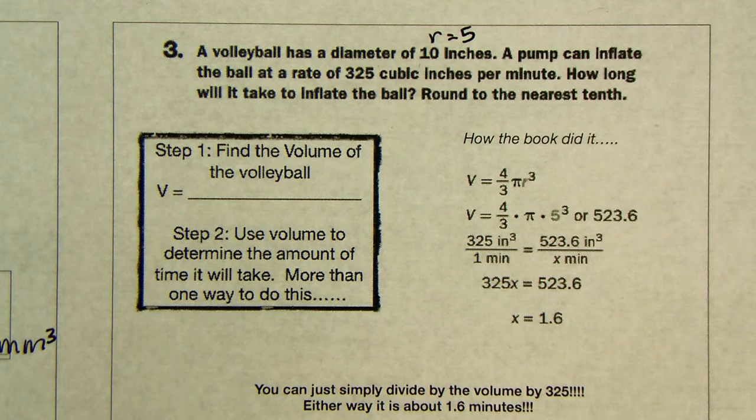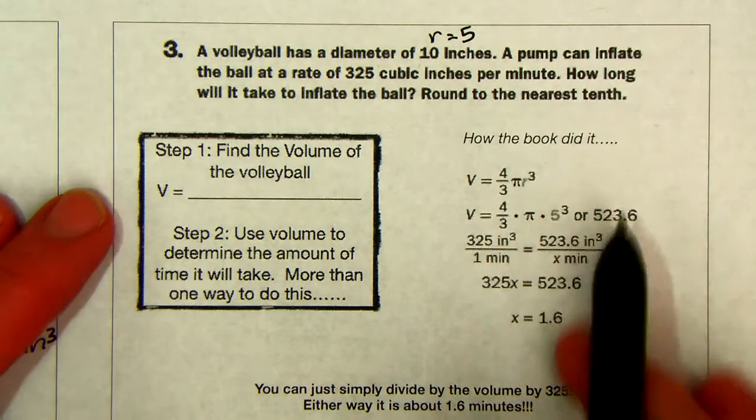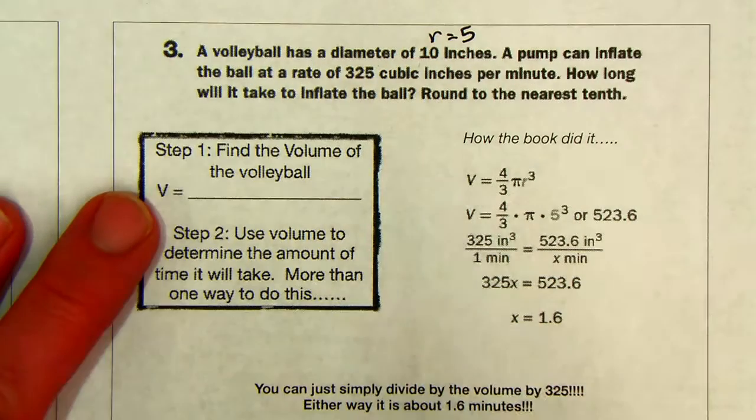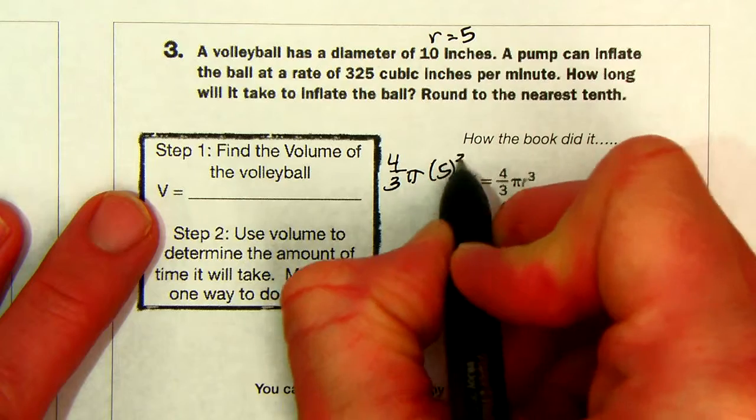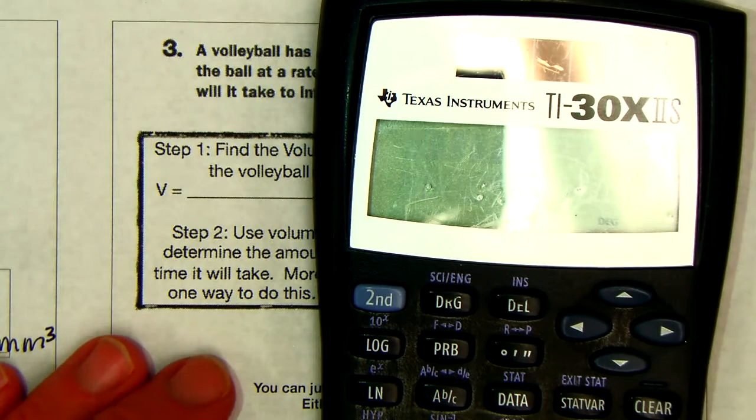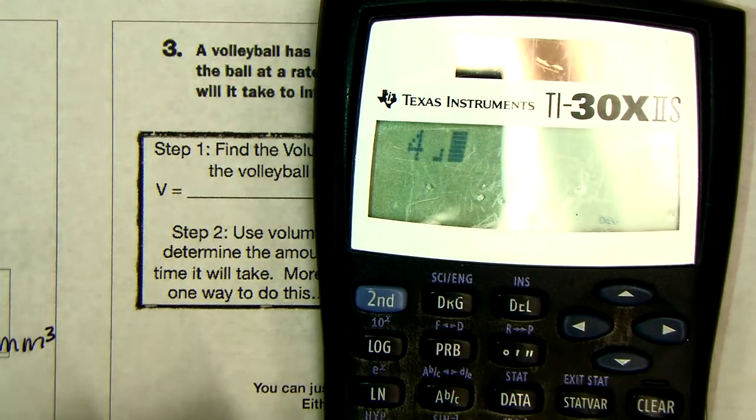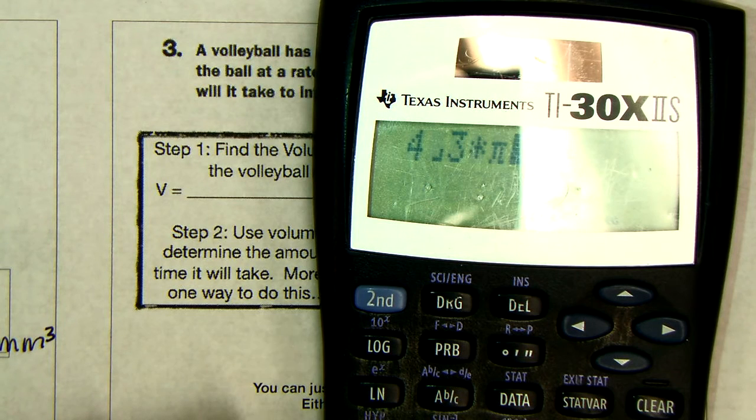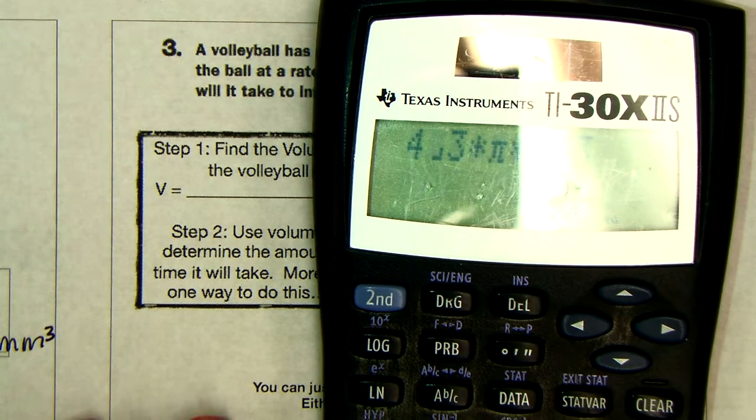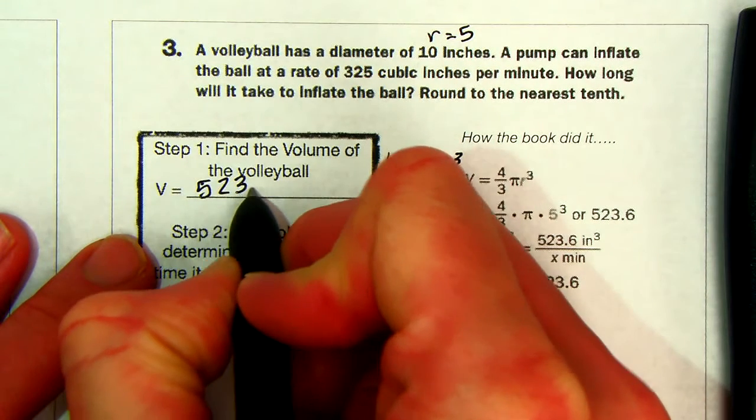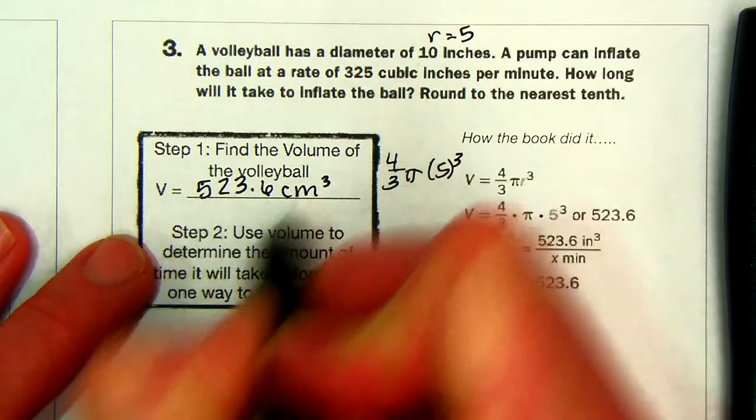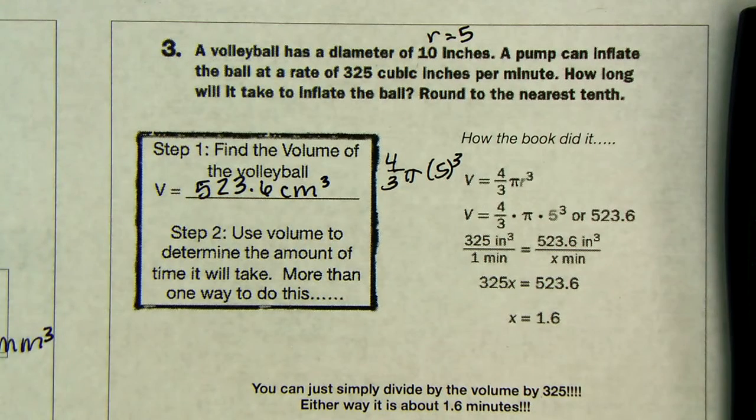Find the volume. So 4/3 pi 5 cubed. And if I'm not asking for an exact answer, I can just do that: 4/3 times pi times 5 cubed. And I'm going to get 523.6 centimeters cubed. If that's how many total cubic centimeters, and I can inflate it at a rate of 325 per minute, I'm just going to divide that answer by 325 and find out about how many minutes it's going to take to do this. And if you do that, you get 1.6.